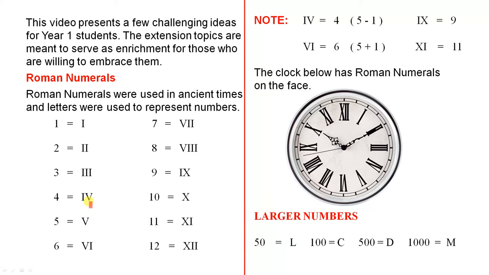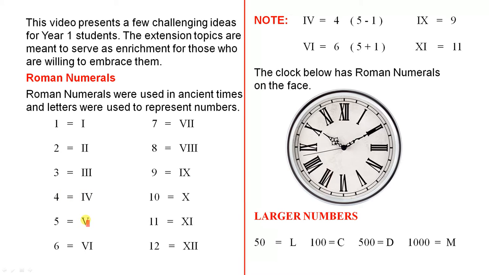So for the number 4, if you have V and the I is to the left, what we do is we go 5 minus 1. So when this letter is to the left of the V, we subtract 1 from the 5. So 5 take away 1 gives us 4.